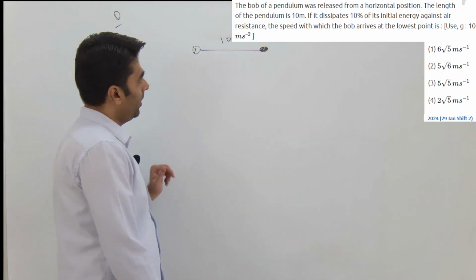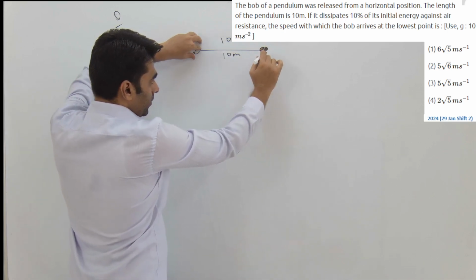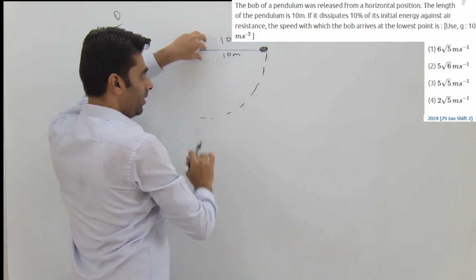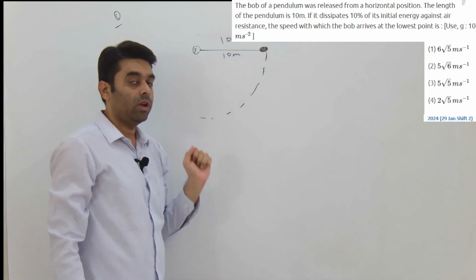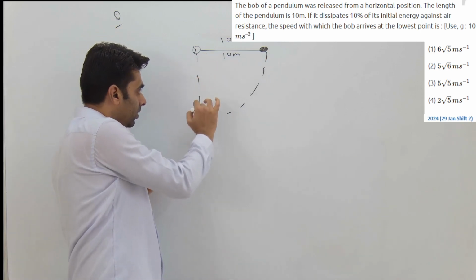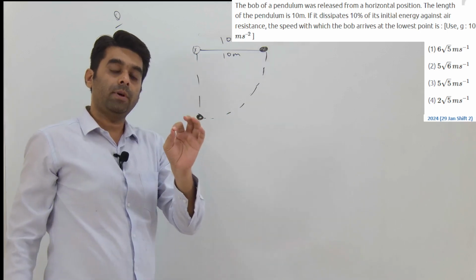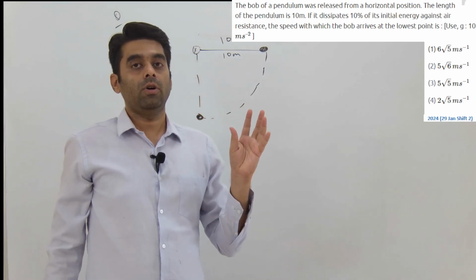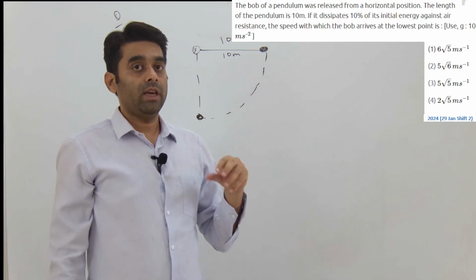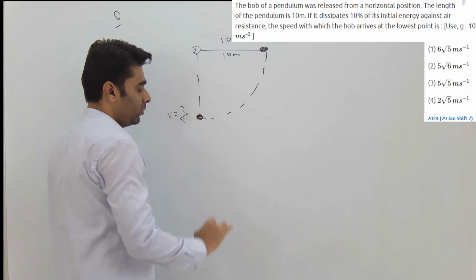So basically, this length is given to us, 10 meter. When we release it, it's fixed from here. This bob will be moving like this, right? This is the path that it will travel. Basically it will be vertical circular motion. When the bob comes from this position to this position, 10% of the energy goes into air friction. That means air resistance takes away 10% of the energy. Now they are asking us the velocity at the bottom position.